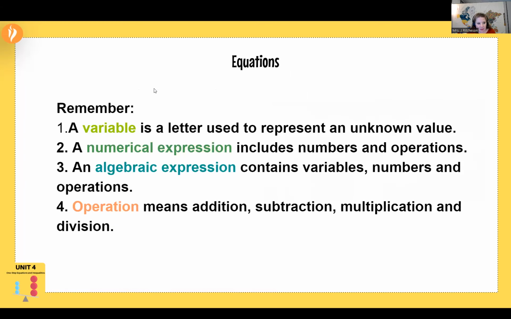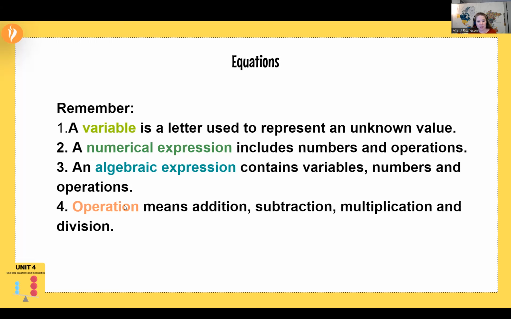All right, so here are some reminders. These are terms we've already had this year. A variable is a letter used to represent an unknown value. A numerical expression includes numbers and operations, like 4x means 4 times x. An algebraic expression contains variables, numbers, and operations. Actually, 3x would be an algebraic expression. A numerical expression would be like 2 plus 3, right?